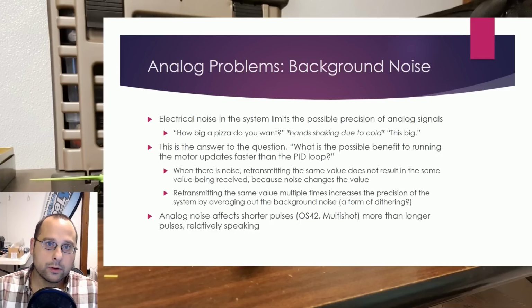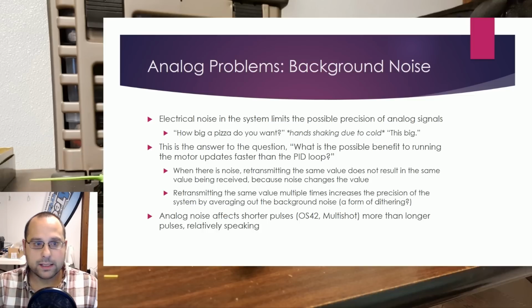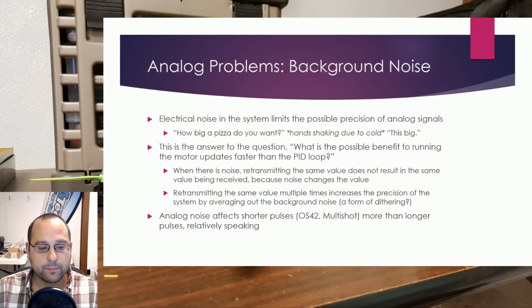Another problem with analog protocols is background noise. There's electrical noise in every system, but especially in quadcopters with ESCs and so on. Lots of noise. And the noise limits the possible precision of the analog signals. To go back to the pizza analogy, if we asked, how big a pizza do you want? And the guy said, this big, because it was cold and he was shivering. Well, how big a pizza do you want? You'll get it close, but not as close as if his hands were steady. And that's an analogy for what the background noise is.